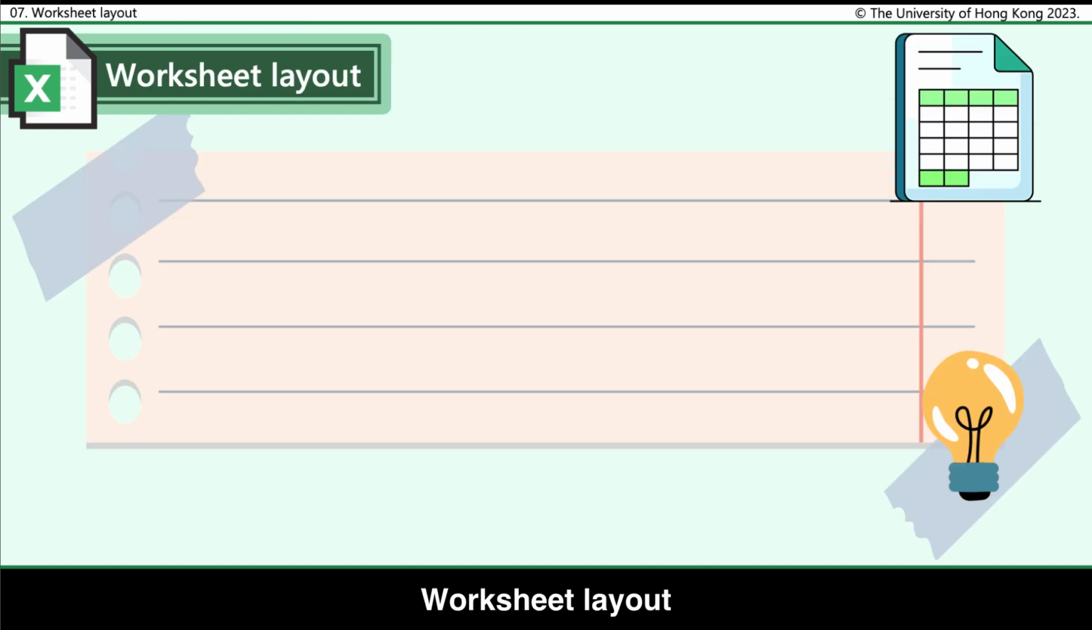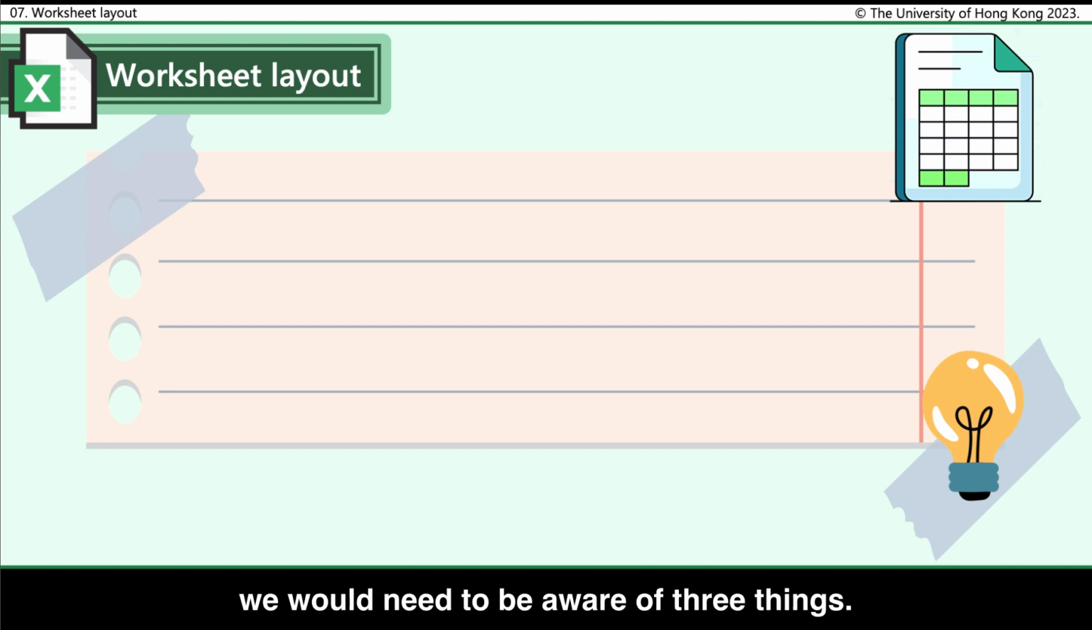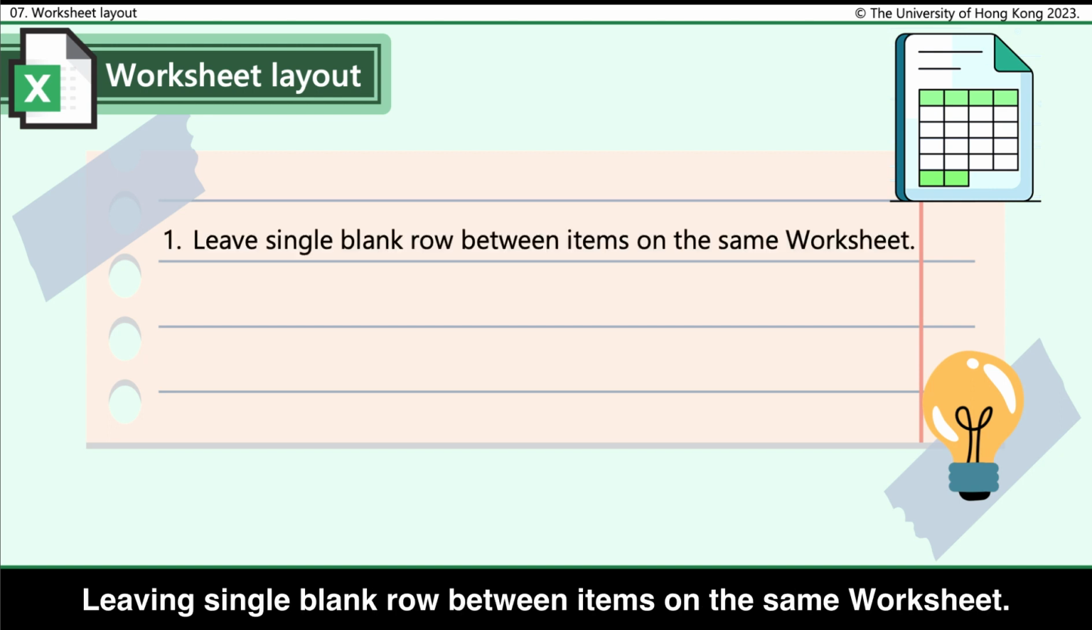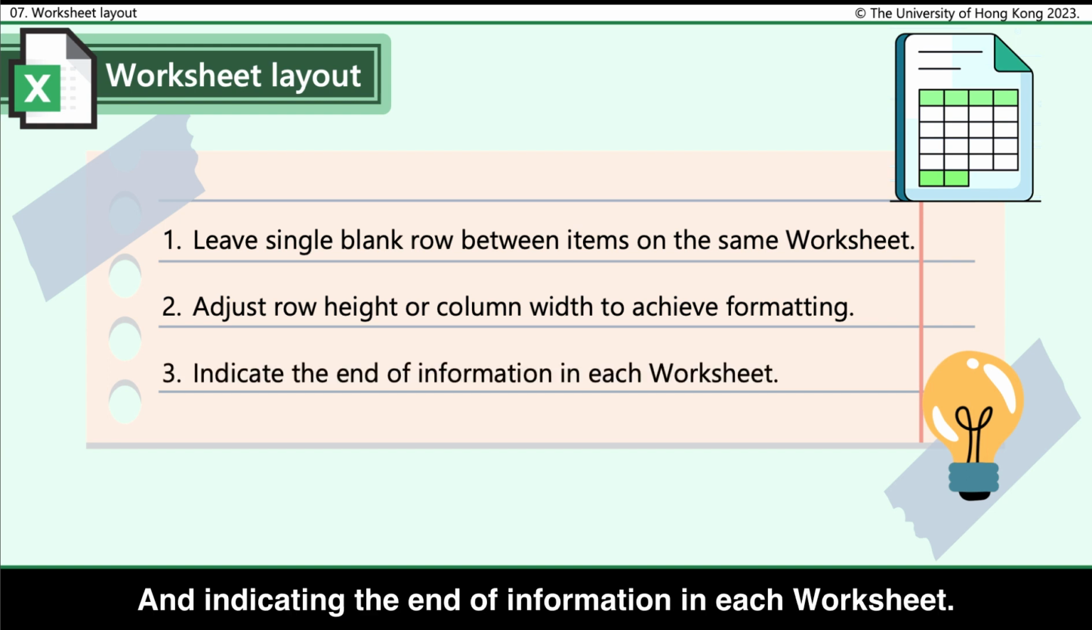Worksheet layout. To enhance the accessibility of worksheet layout, we would need to be aware of three things: leaving single blank row between items on the same worksheet, adjusting row height or column width to achieve formatting, and indicating the end of information in each worksheet.